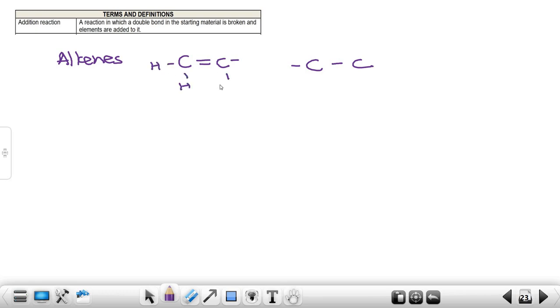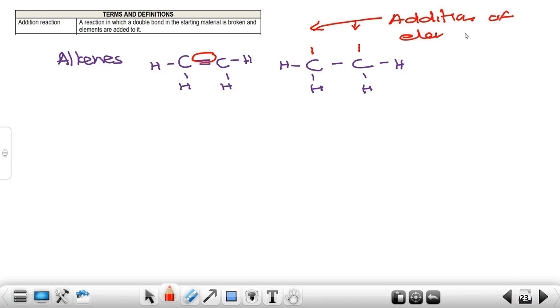So this has hydrogen and hydrogen. That double bond will now be broken up, right? And elements will be added to it. So what will happen is this double bond over here will be broken up, and then you can add two elements here. So let me do it like this. Addition of elements. And that is by definition. Elements are added to it. Okay. Let's look at an example.